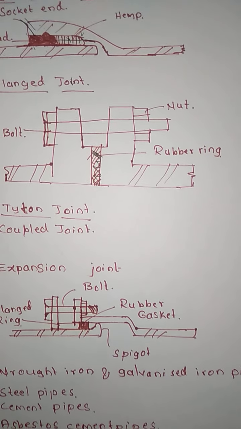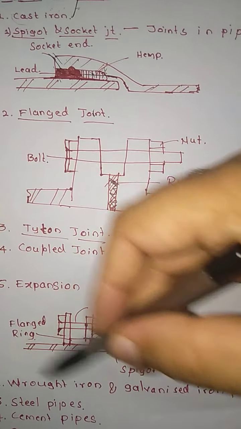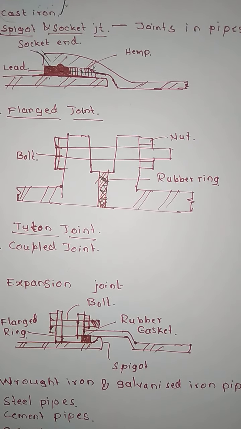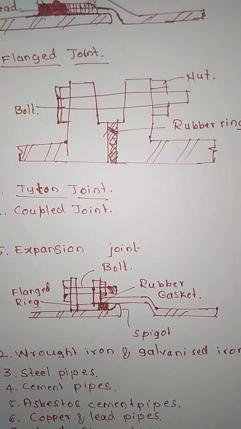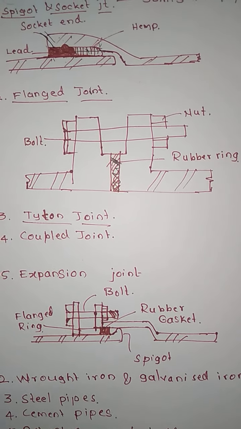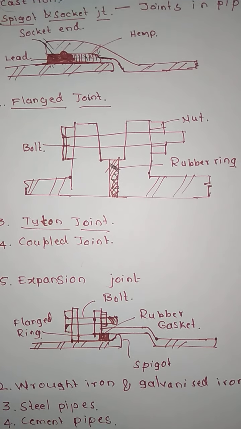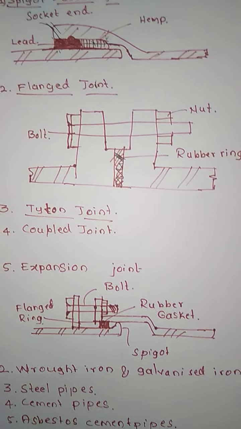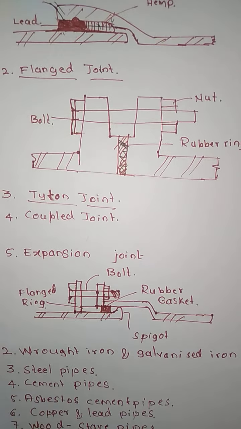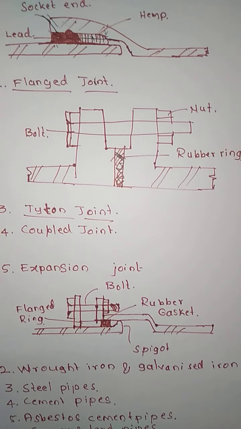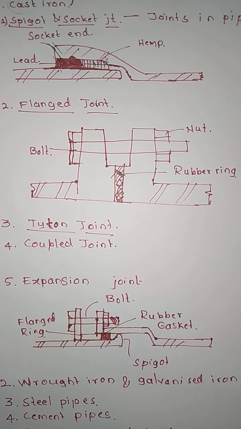Then the expansion joint. This particular joint allows the pipes to expand or contract. As it is an expansion joint, it is going to expand or contract freely under changes in temperature. Whenever there is a temperature change, it is going to change its shape. The space between the socket and spigot is filled with an elastic gasket. Then again it is going to be bolted.